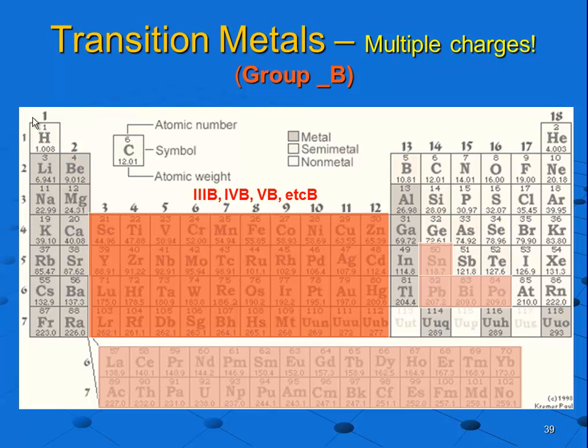So in this case, what I might do is give you a formula for a salt, and then you can use that formula to deduce what must be the charge on that transition metal. Okay? But that's it for now.